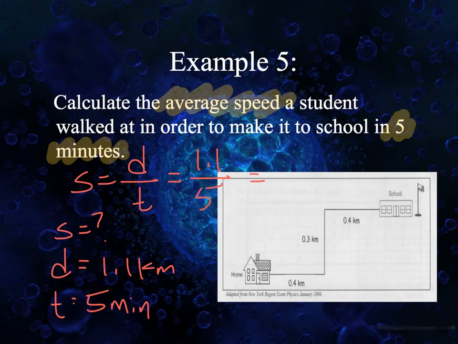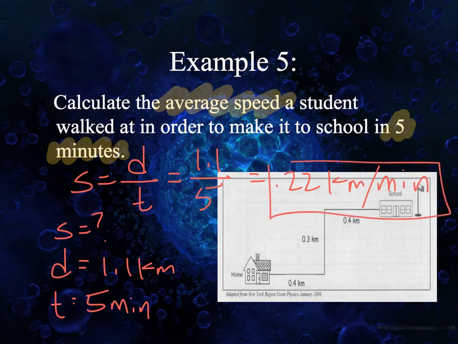And when you divide 1.1 by 5, you get 0.22 kilometers per minute. Now, normally we won't leave things in kilometers per minute, but for the sake of the notes, we will. 0.22 kilometers per minute. That's roughly 3.5, almost 4 meters per second.